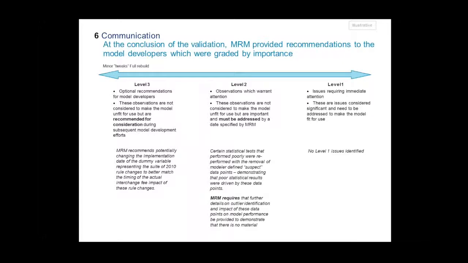The communication is at the conclusion of the validation, and we provide recommendations to the model developers. They're very important. They're graded by importance. There are three levels of importance: level 1, level 2, level 3, and you can read those details.